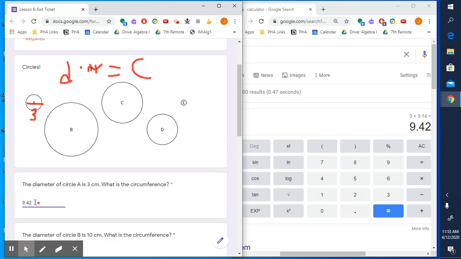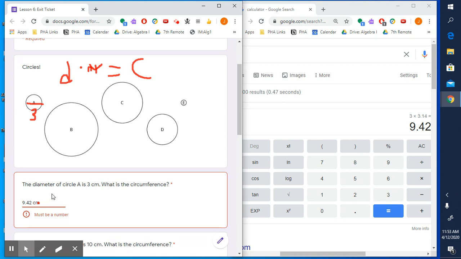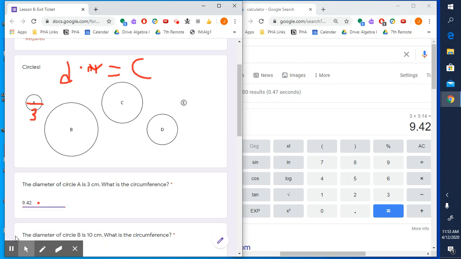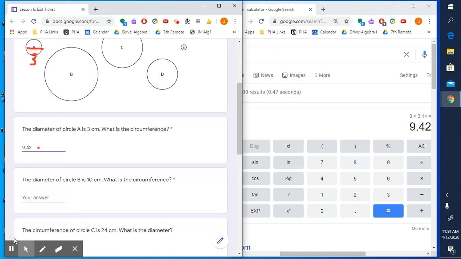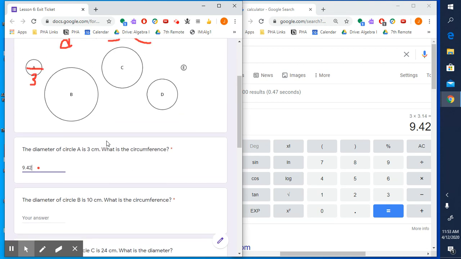And I made a mistake here. It should be 9.42 centimeters, but when I made the quiz, I said no numbers or no letters, but we should be writing 9.42 centimeters.